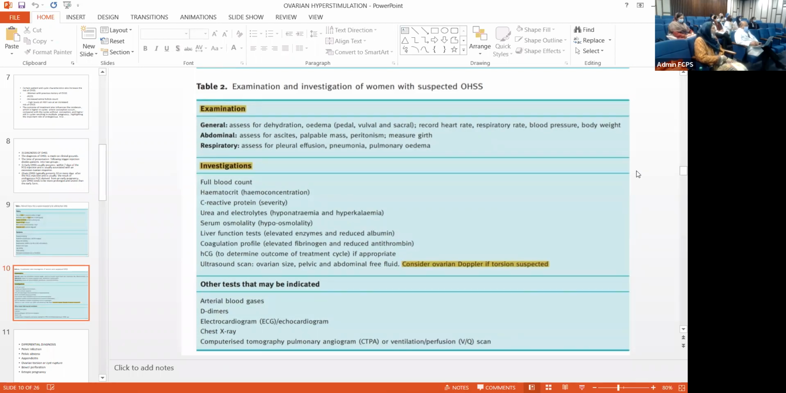Coagulation profile, there will be elevated fibrinogen and reduced antithrombin. Human chorionic gonadotropin to determine the outcome of the treatment cycle, if appropriate. Ultrasound scan, which will show ovarian size and pelvic and abdominal free fluid. And we'll consider ovarian Doppler if torsion is suspected. Other tests may be indicated, they are ABGs, D-dimers, ECG, chest X-ray, computerized tomography, pulmonary angiogram, and VQ scan.